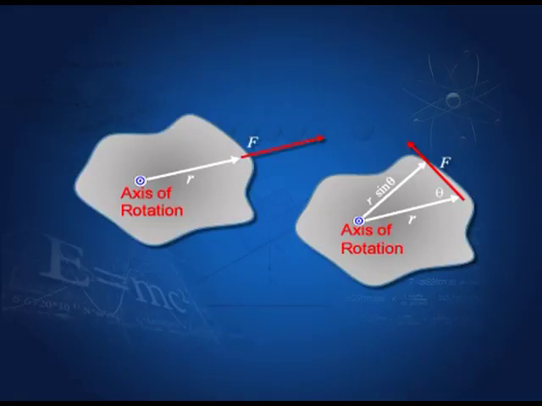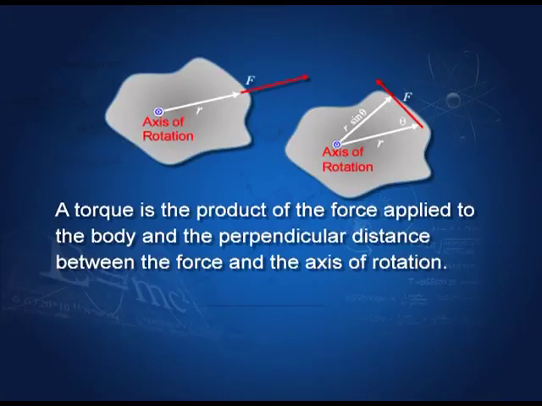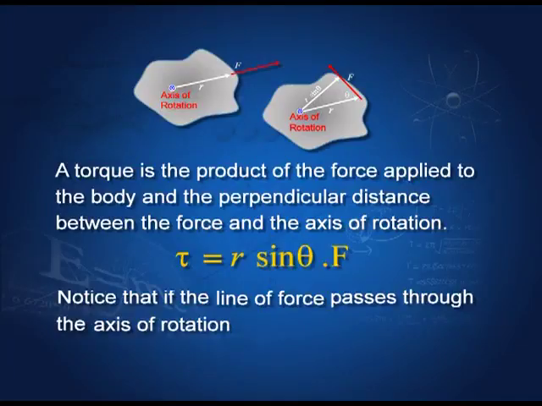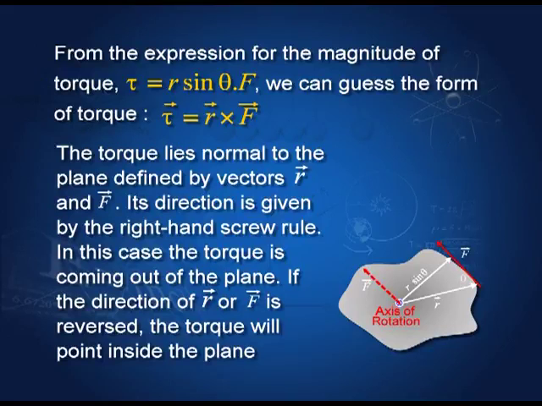The angle between r and F is theta, and the perpendicular distance between the force and the axis of rotation is r sin theta. Therefore, the torque is defined as the product of the perpendicular distance of the force F from the axis of rotation multiplied by the force F itself. So, torque is r sin theta times F. If F is in the same line as r, then the torque is 0, because the cross product of r and F is 0.